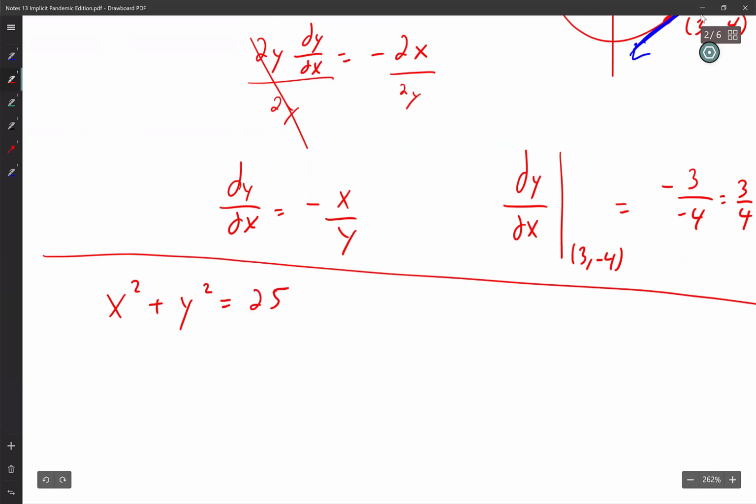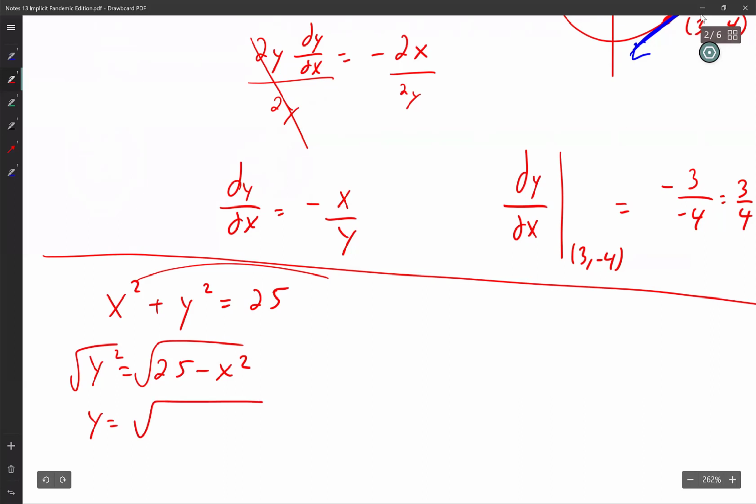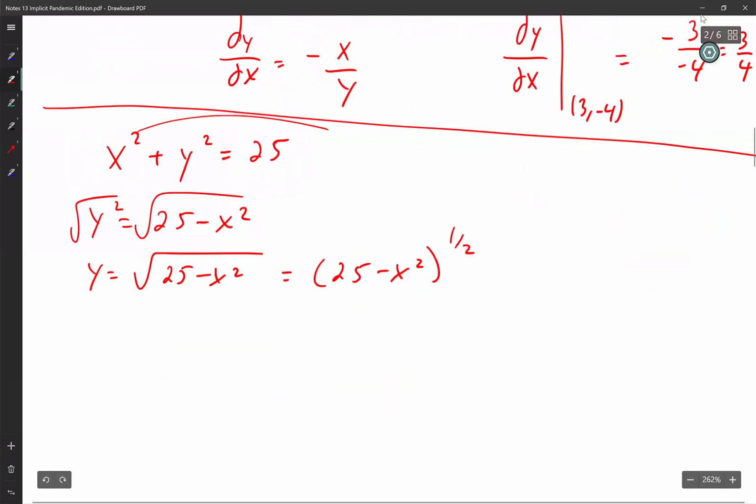So let's move the x squared to the right. So y squared equals 25 minus x squared, square root. Y equals the square root of 25 minus x squared, which can be written as 25 minus x squared to the half. All right, here's how we would have done it in the past.